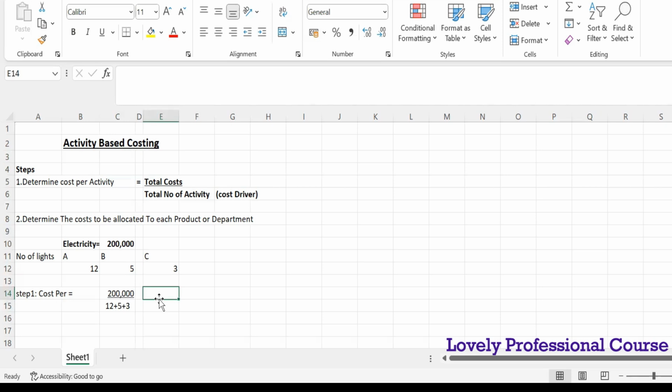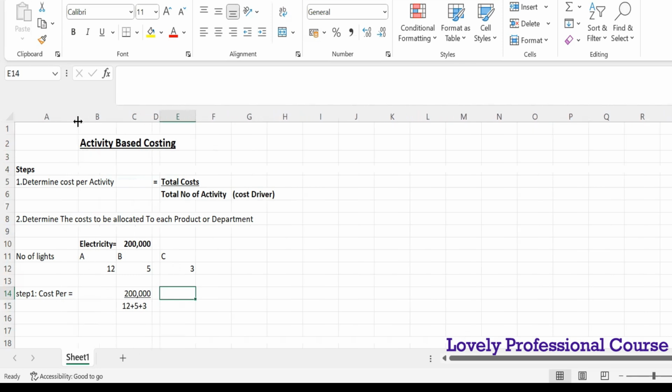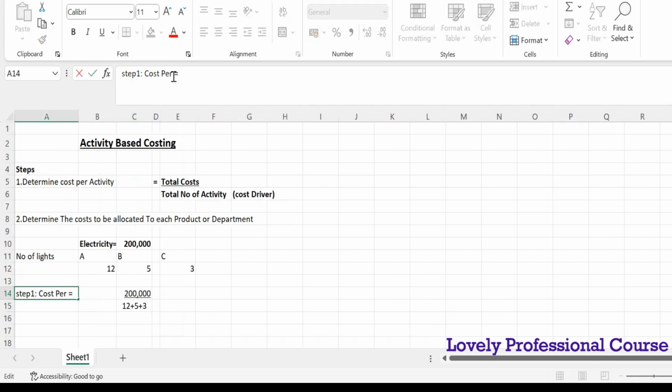per activity. It is going to help me to absorb or to apportion this overhead that happened in general. So I'm finding here the cost per activity. This is the cost per activity that I am trying to find. So here it is going to be this total cost, then I divide by this number of activities, this total cost driver, the basis I have used, which is 20.